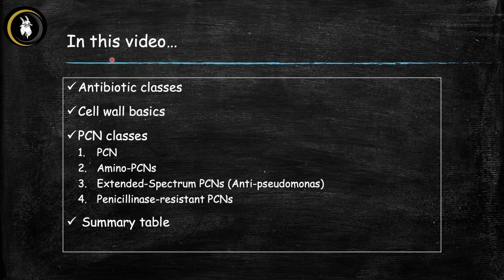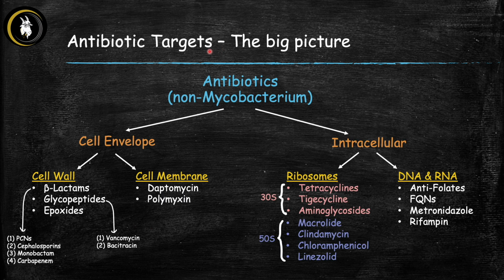All right, so here's what we're going to cover in this video. We're going to start with a review of the antibiotic classes. Then we're going to talk a little bit about the cell wall because these drugs are cell wall inhibitors. Then I'm going to go through each of these 4 penicillin classes. This is the main part of our talk. And at the end, we have a summary table. Let's go.